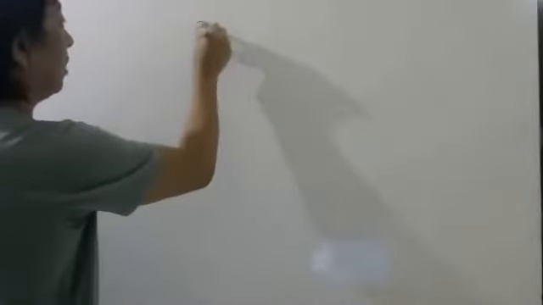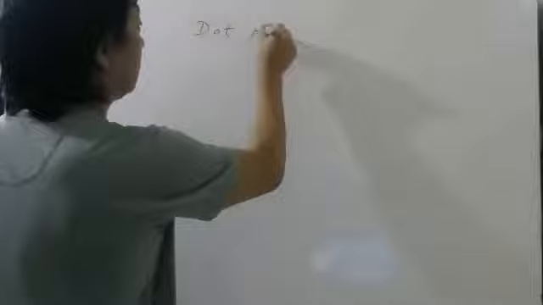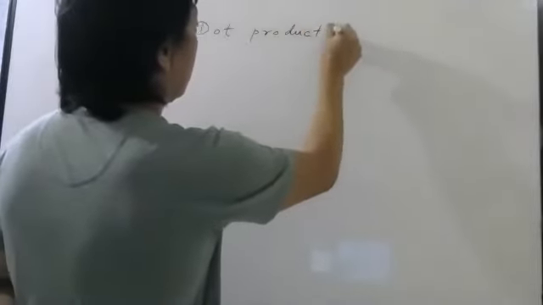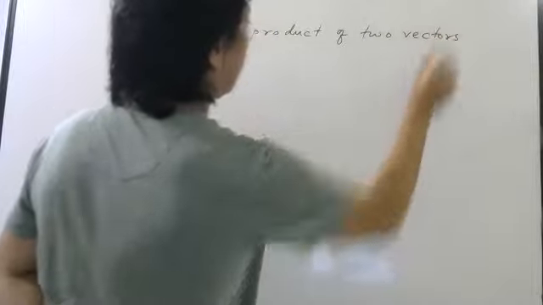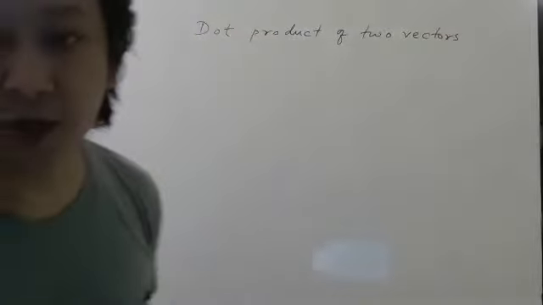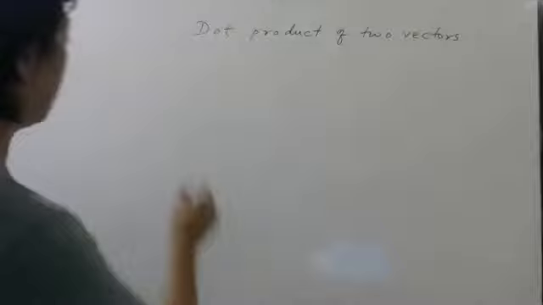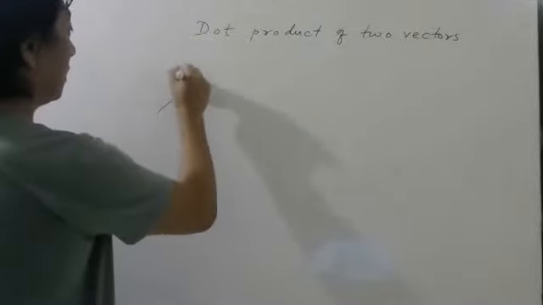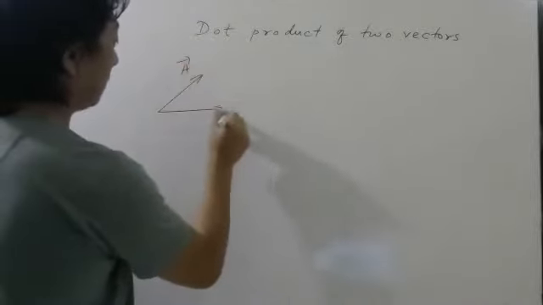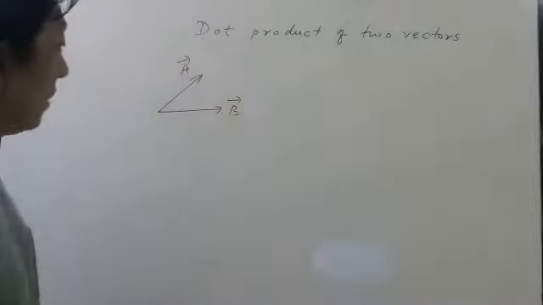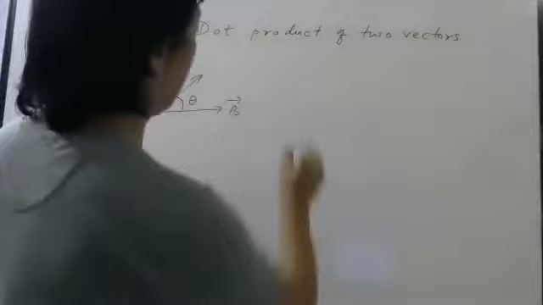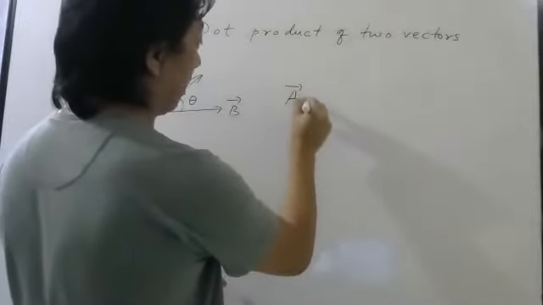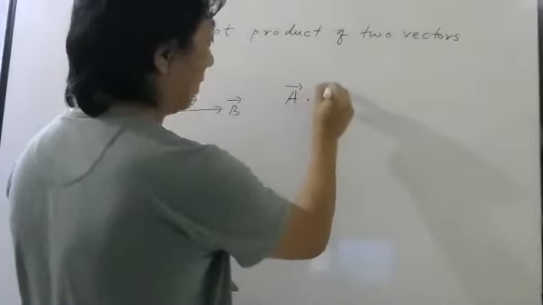Okay, so last class we studied something called the dot product of two vectors. What we learned was, if you have two vectors a bar and b bar, and there is some angle between them, then the dot product is given by this formula, a bar dot b bar.